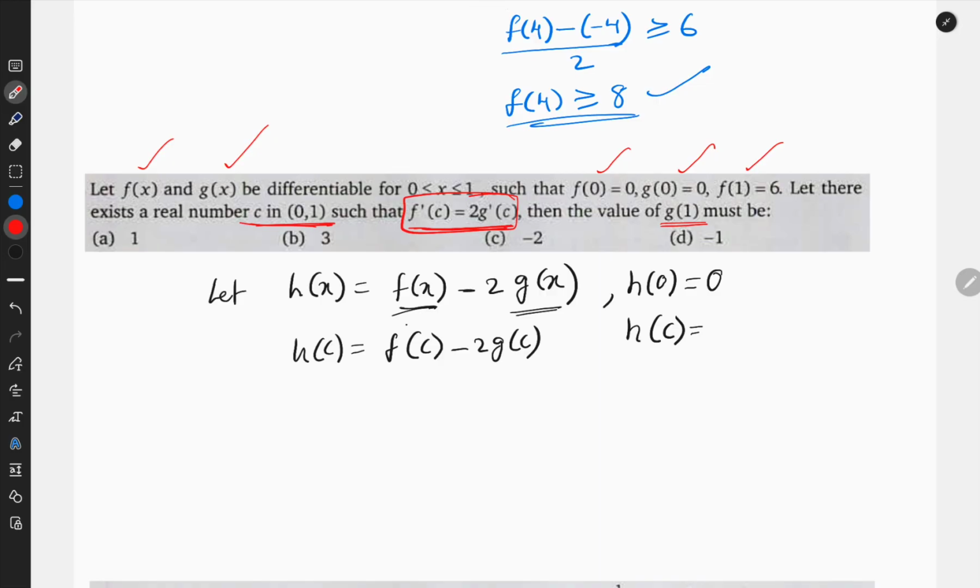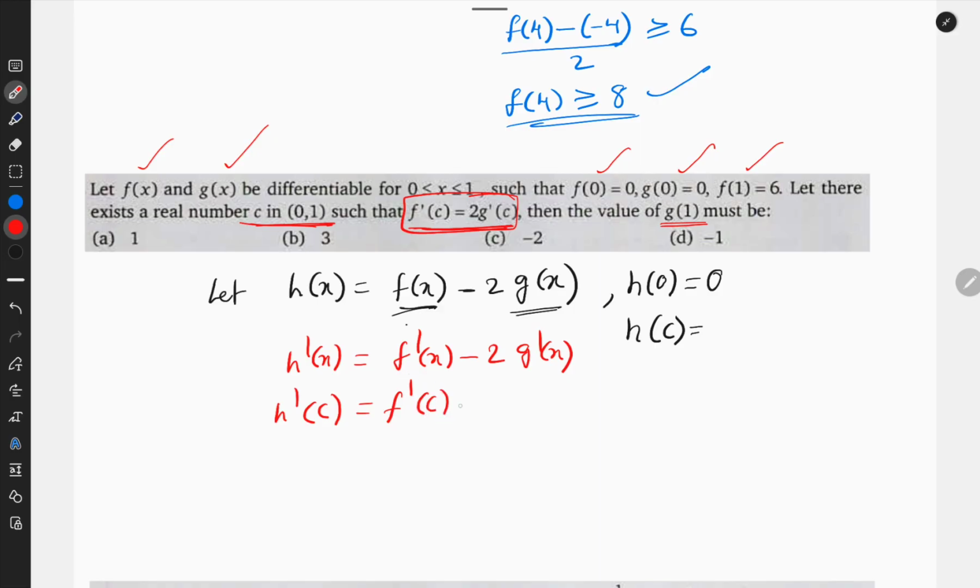They have given that f dash of c and 2g dash of c are equal. That means, let us talk about the derivative of the function: h dash of x equals f dash of x minus 2 times g dash of x. Since f and g are differentiable, h is also differentiable. So now h dash of c, if you calculate, will be f dash of c minus 2g dash of c, which is 0. So h dash of c value we are getting is 0.